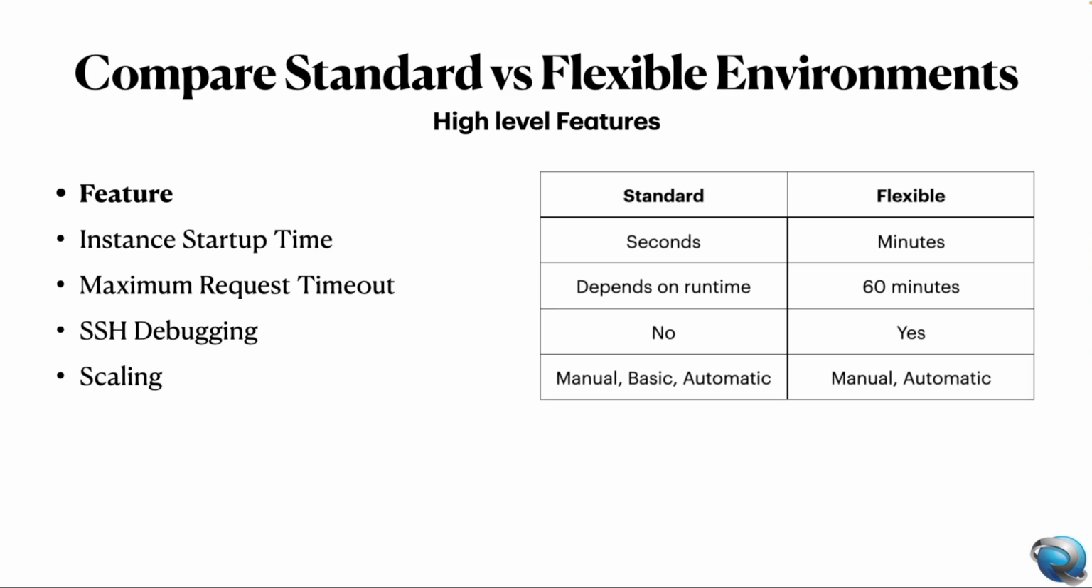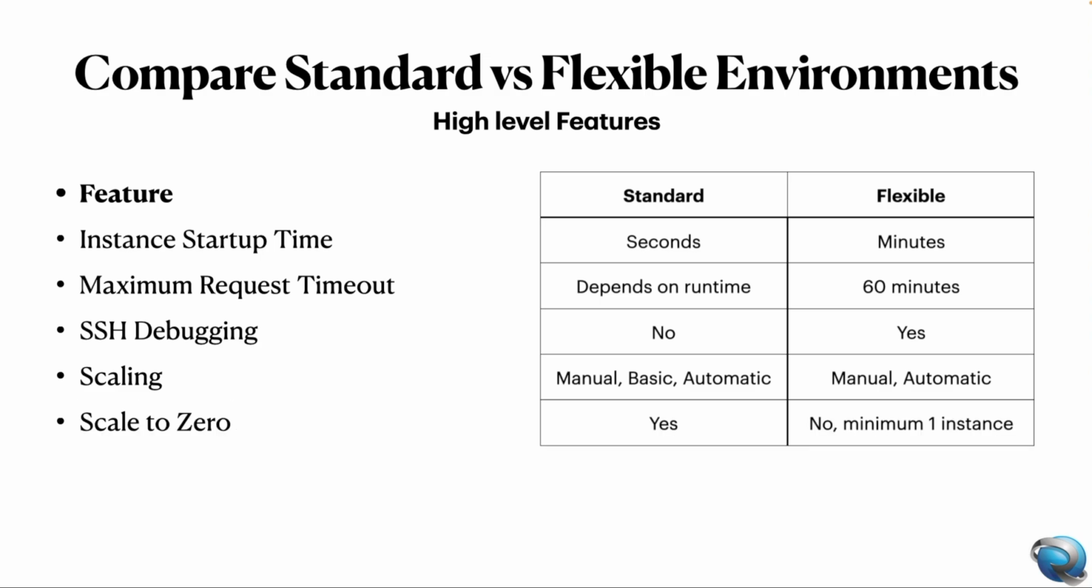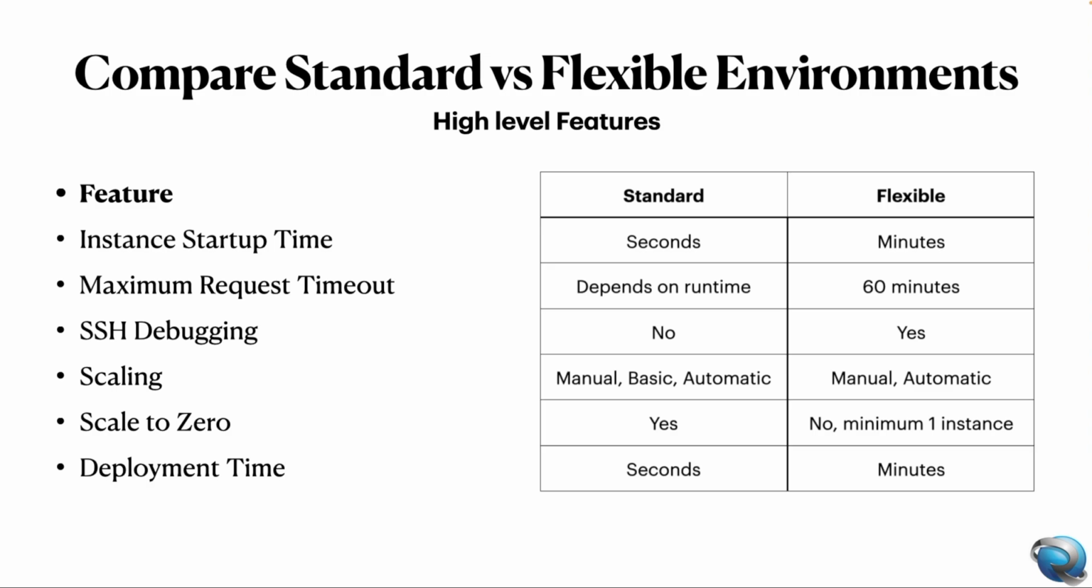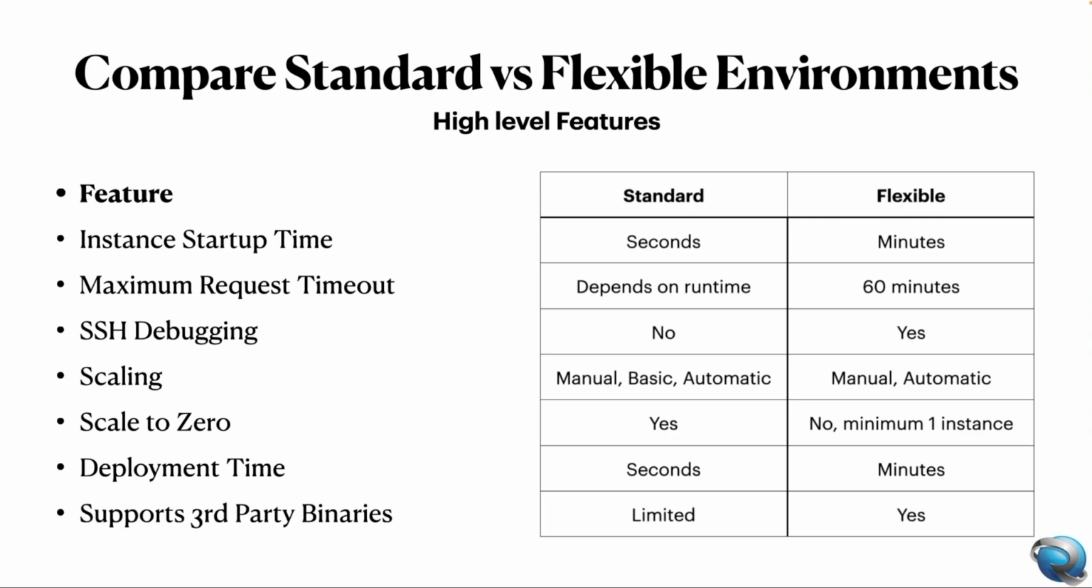Scaling. In standard, you have manual, basic, automatic, whereas in flexible, you do not have basic, you have manual and automatic. Scale to 0. In standard, yes, but in flexible, you should have a minimum of 1 instance. Deployment time in standard takes seconds, whereas in flexible, it takes minutes. Supports third-party binaries. In standard, it's limited, but in flexible, you have full control. You take advantage of it the way you want.